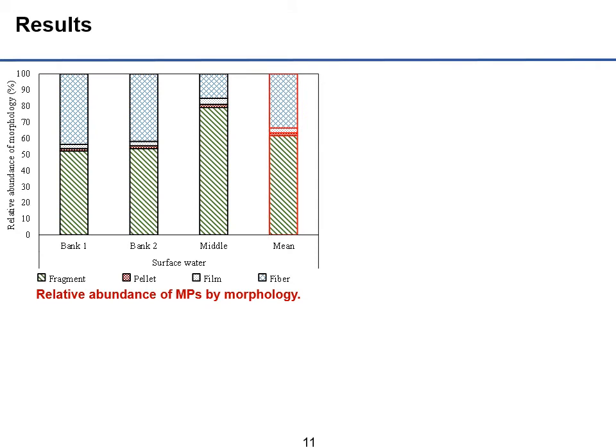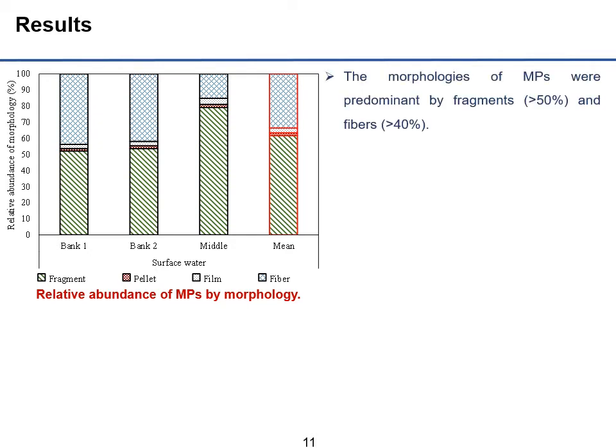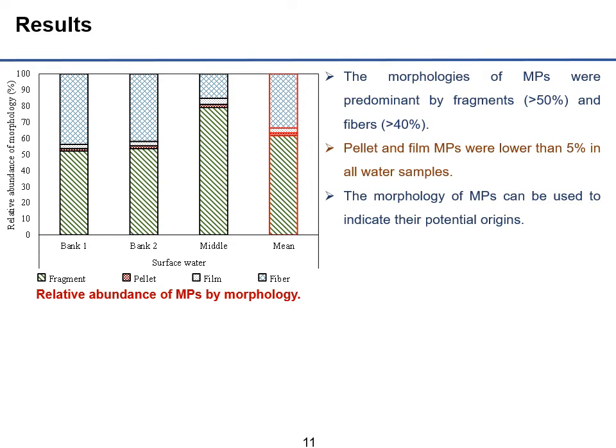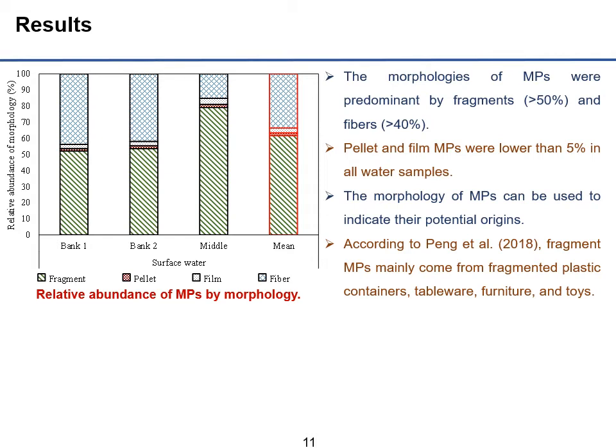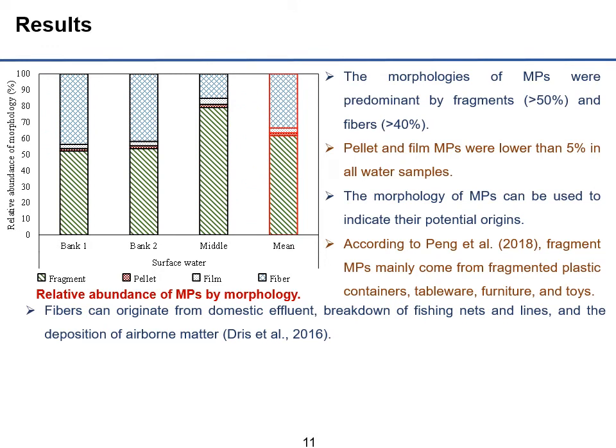And the figure here shows the relative abundance of microplastics by morphology. So we can see that the morphology of the microplastics was predominantly fragment and fiber. The pellets and the film microplastics were lower than 5% in all water samples. And the morphology of microplastics can be used to indicate their potential origins. According to a study by Bent, the fragment microplastics mainly come from plastic containers, tableware, furniture, or toys. And the fiber can originate from domestic influence, breakdown of fishing nets and lines, and the deposition of airborne matter.